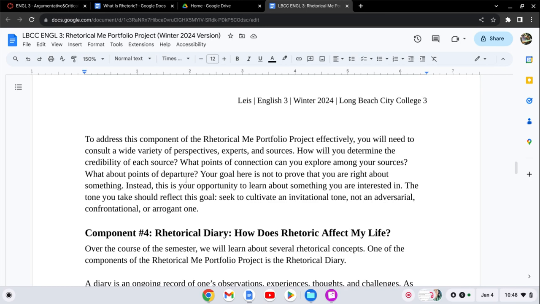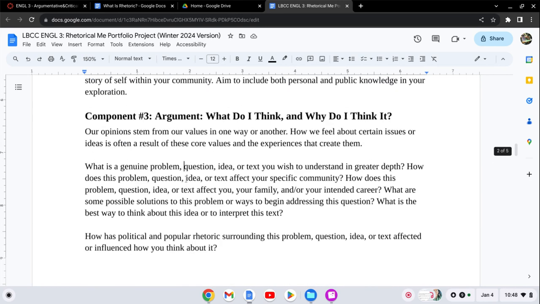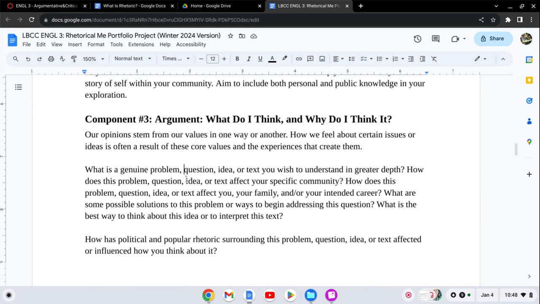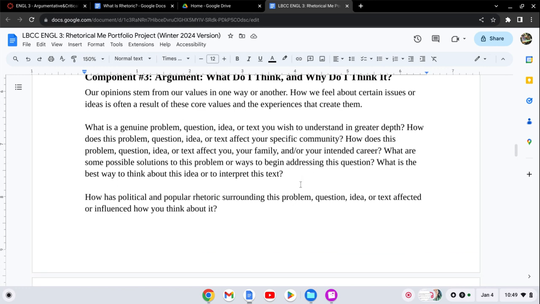What we're trying to do with this argument is to be able to express what we think about something and why we think that. That's what we're aiming to do. We're not trying to say, this is what I think and this is why you're wrong. No, that's not what we want to do, okay?